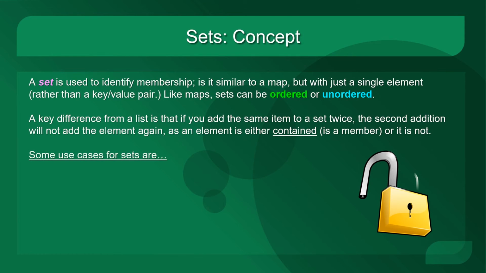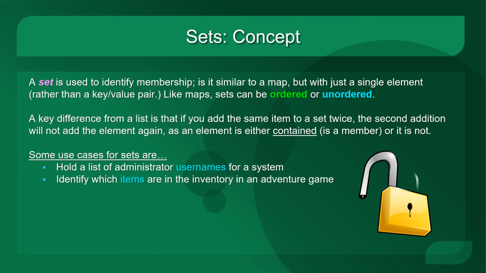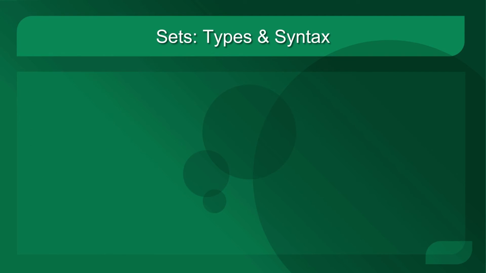Some use cases you might see for sets are to hold a list of administrator usernames for a system. That way, if you add the username again, it doesn't create a new entry. You might use it to identify which items are in the inventory of a character in an adventure game, if a player can have no more than one of each item. And we can also use it to keep track of what features have been unlocked in an app.